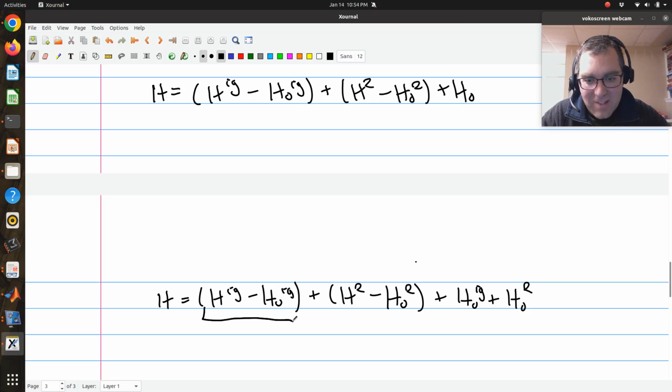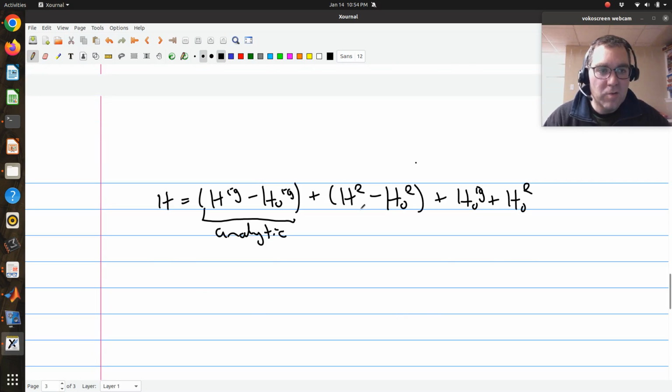And so remember, when I see this difference in ideal gas values, I say, okay, I can compute that analytically. When I see my residual properties, I think, okay, I can compute those using an equation of state. So I don't want to just go around killing everything, right? I want to keep this term intact because this is what I can calculate analytically. Then in terms of this term, I'm going to cancel this H naught R, right? We'll kill off this H naught R here.